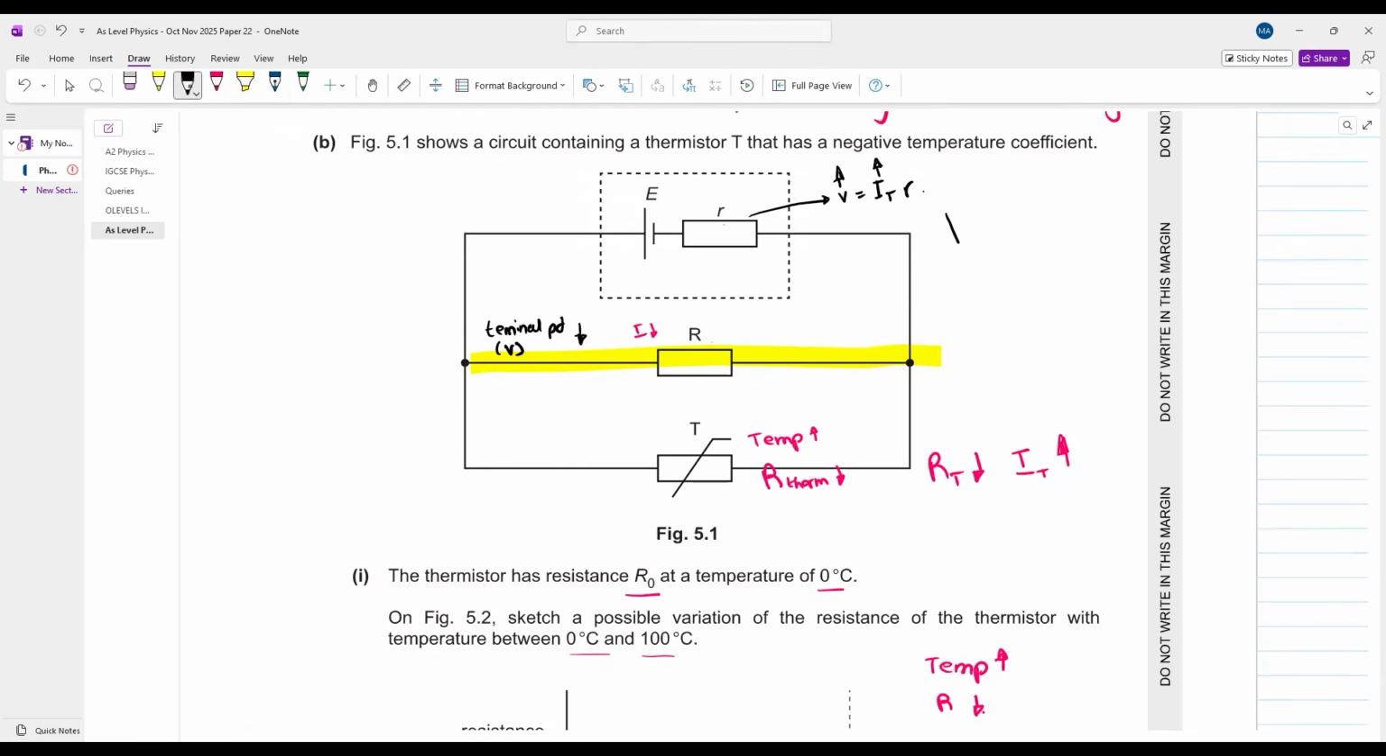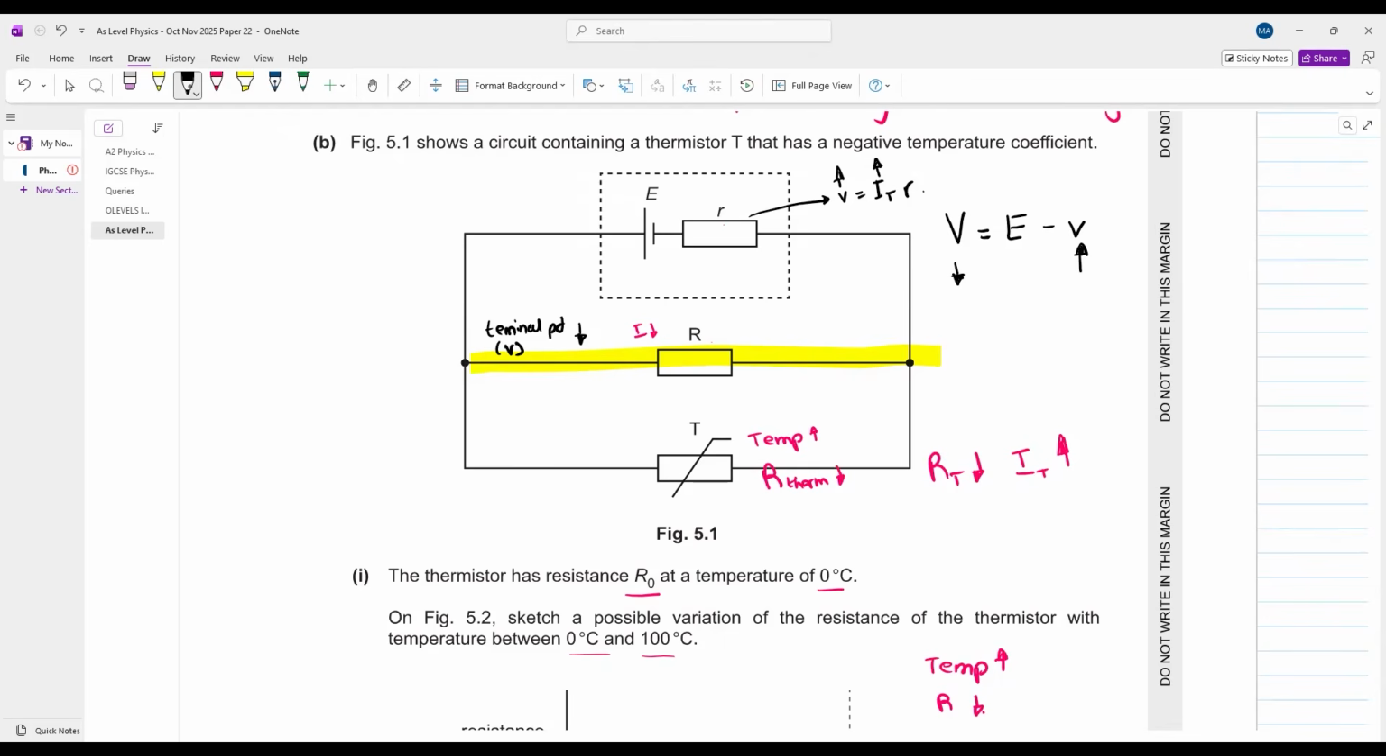ऑलवेज रिमेंबर, द टर्मिनल पोटेंशियल डिफरेंस कैपिटल V इज इक्वल टू व्हाट? EMF E minus the voltage consumed by the internal resistor. अगर internal resistor ज़्यादा voltage खा रहा है, the terminal potential difference will decrease. Simple. है ना, terminal potential difference will decrease.